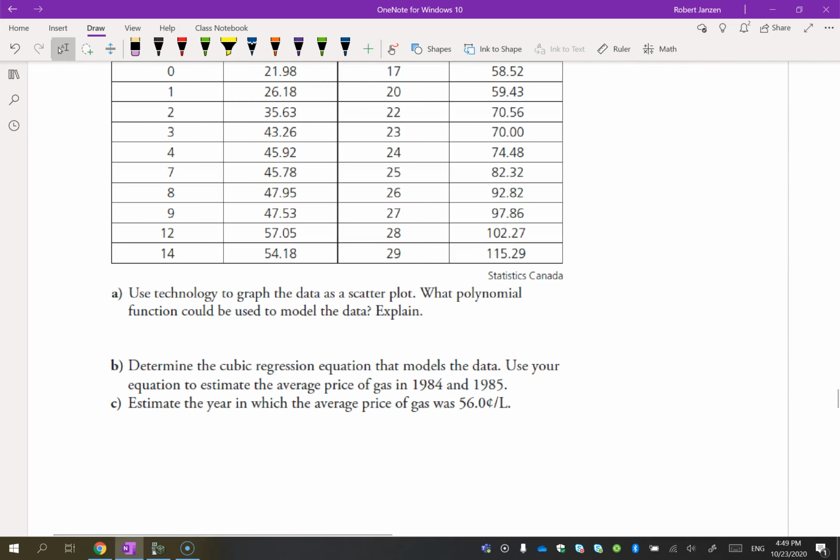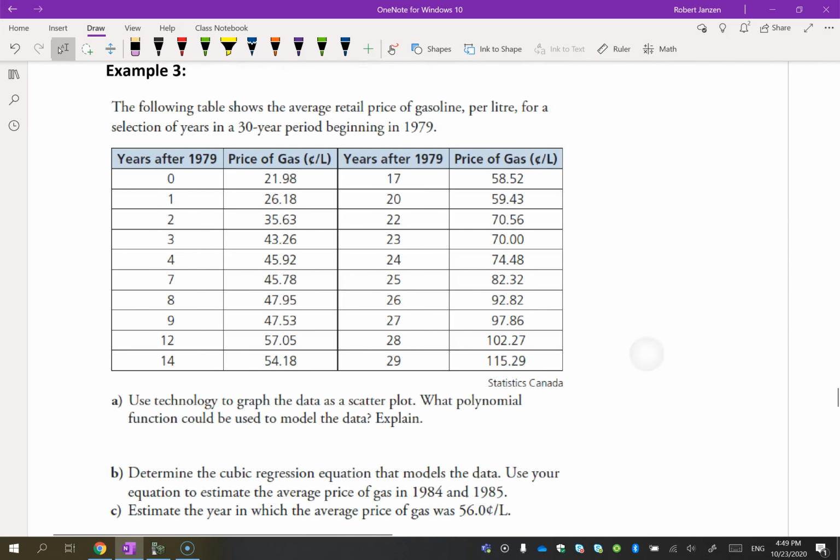Third example we're going to go to. There's a much bigger table here. If you look at the table, this is going to be L1, here's L1 continued, and then this is L2, and this is L2 continued. Instead of being one long table, we've split it up like that. It says the year after 1979, so we're starting at 1979, and what is the price of gas?